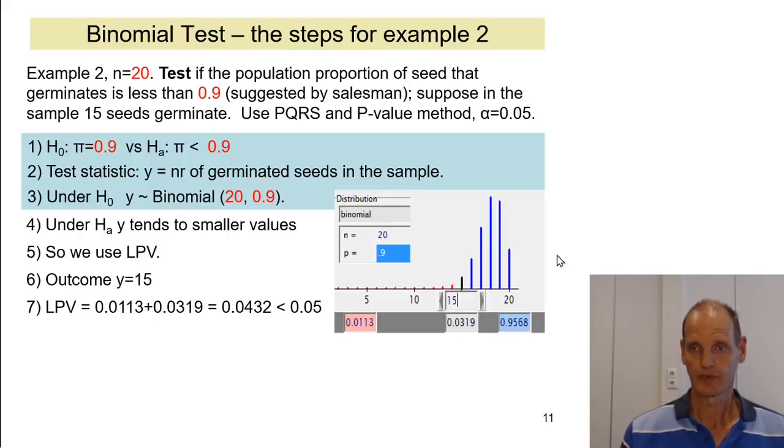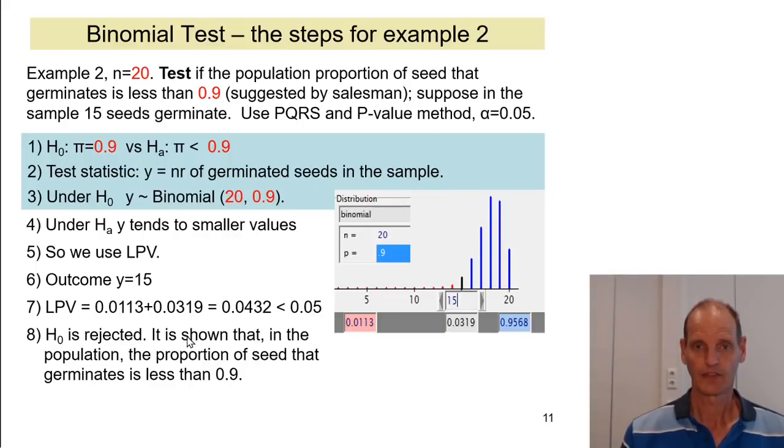The left-tailed p-value for a discrete distribution is the probability that y is less than or equal to the outcome, and that is 15. So we find 0.011 plus 0.03 is 0.0432, less than 5%. So the null hypothesis is rejected. It is shown that in the population, the proportion of seeds that germinate is less than 0.9.